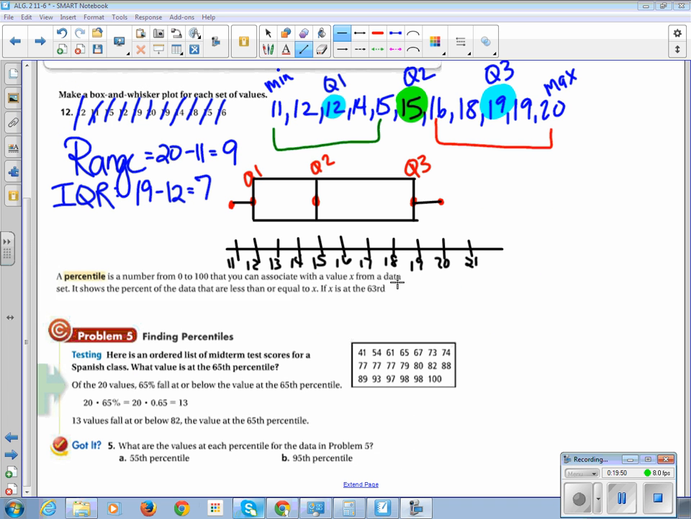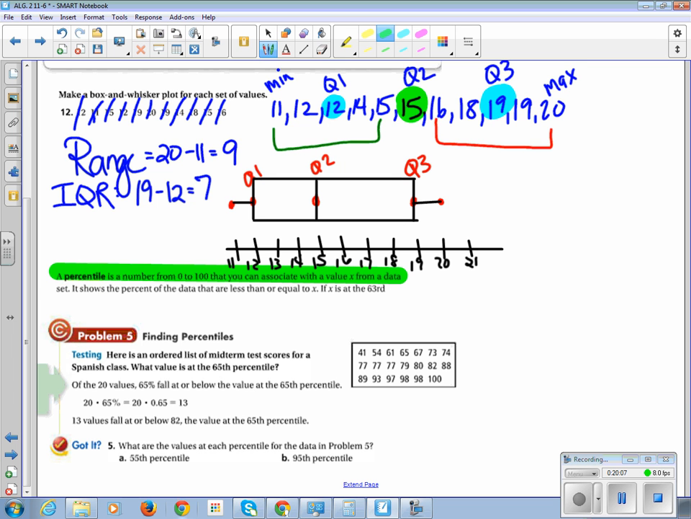I want to real quick talk about percentiles, because I think percentiles are something that we do naturally. We see it so much that we don't fuss with it too much. A percentile is a number from 1 to 100 that you can associate with a data set. It shows the percentage of data that are less than or equal to X. A percentile is from 0 to 100 because you can have 0.5%. To be in the top 0.1 percentile of your class because you're so smart.